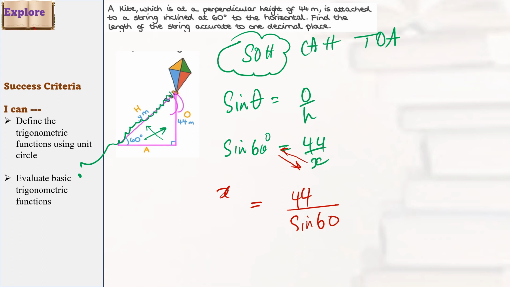Write it in the calculator. 44 divided by sine 60, and we will get 50.81. So it is 50.81 meters. So this is the length of the string.